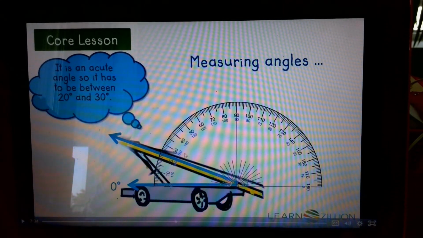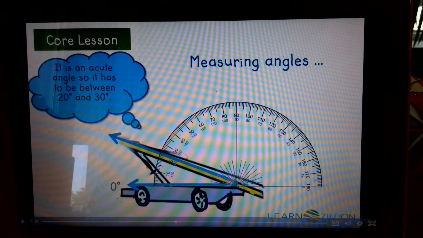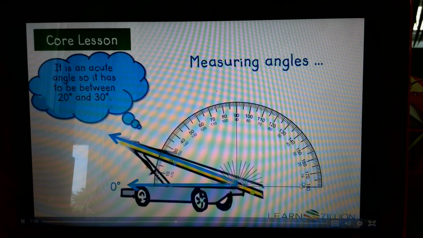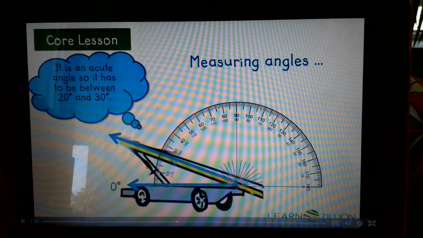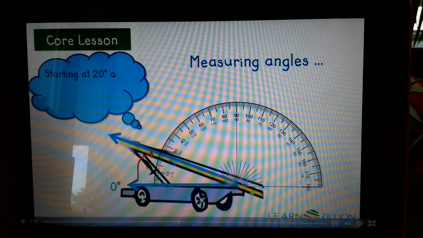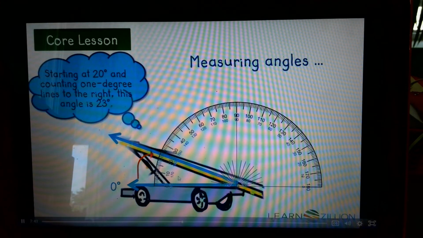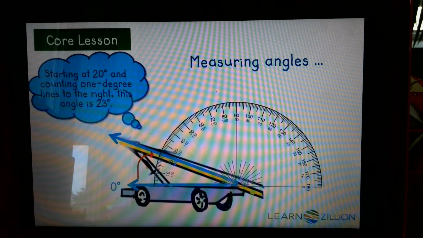Well, if you told me it was an acute angle, it must be less than 90 degrees. You are not going to read the bottom numbers. It's got to be the numbers that are 20 and 30 on this protractor, somewhere in between. So what we need to do is look where we began at 0, move to the 20 mark, and then count how many 1-degree lines there are past the 20-degree spot. And we can see then our ray is pointing to the 23-degree mark.